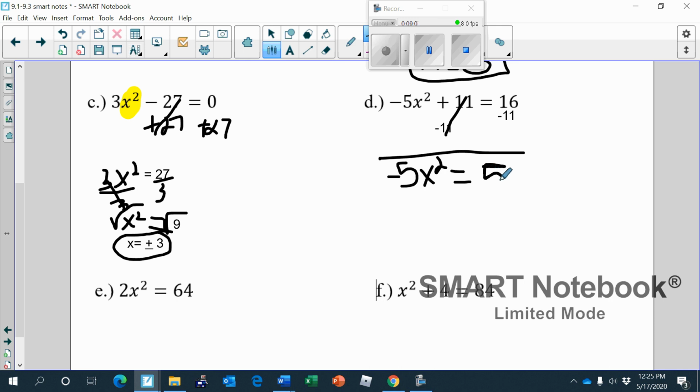Okay, so let's keep going. My x squared is not yet by itself. So let's divide by negative 5 on both sides, right? Negative 5, negative 5. Okay, here we go. Cross those guys out. I'm left with x squared is equal to what? I'm left with x squared is equal to, well, 5 divided by negative 5 is a negative 1. Okay, so let's take a look at that. So x squared is equal to negative 1.